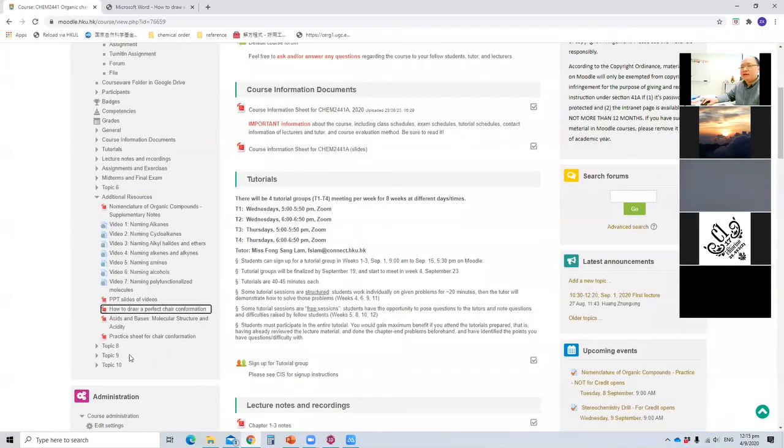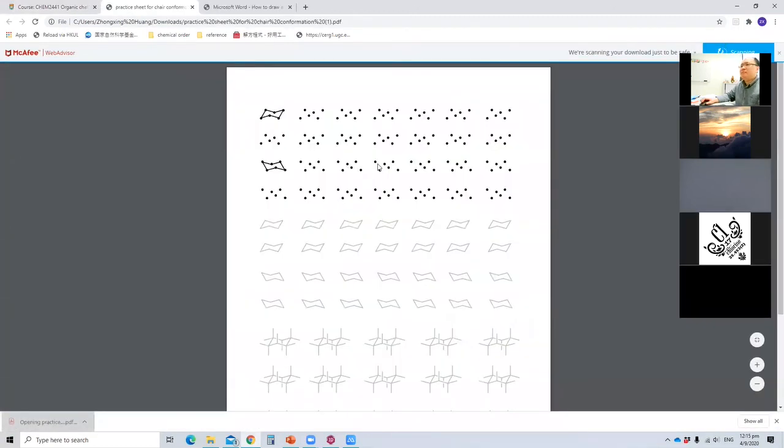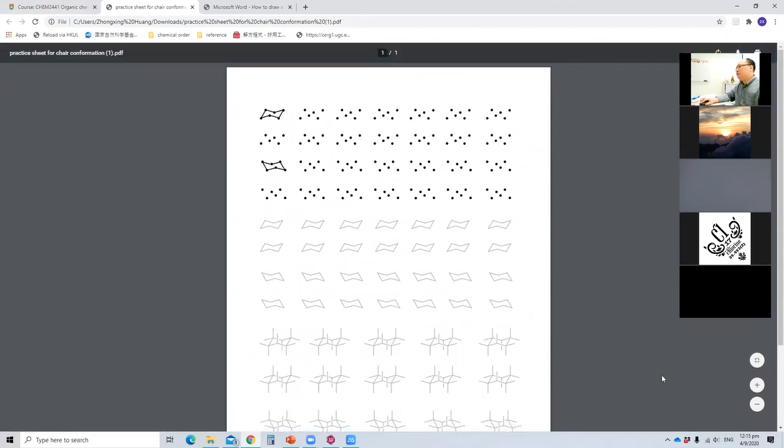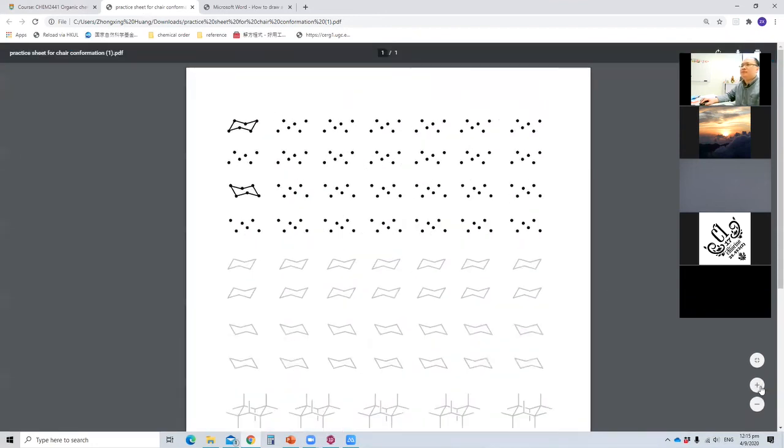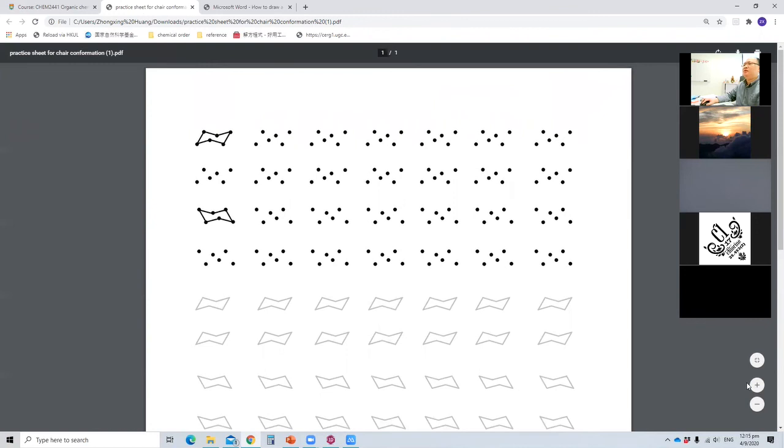But I have an even simpler version for you to practice. It's like when you go to primary school, right? You learn how to draw A, B, C, and D. So this is much simpler. I have a printout. You can print this out, and you have all the dots. You just need to connect the dots. That's pretty simple, huh? So first you connect the dots to get familiar with this one. This is different than this one, two different chair conformations, right?